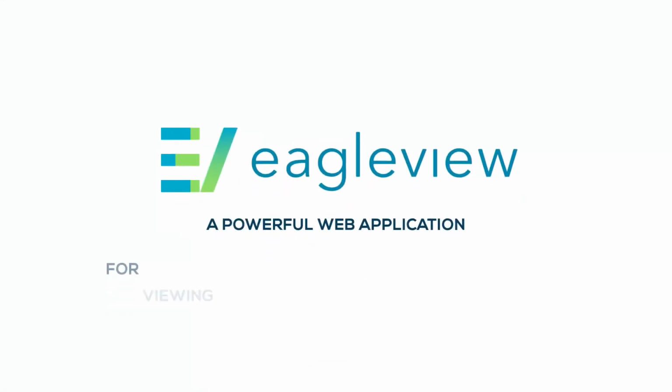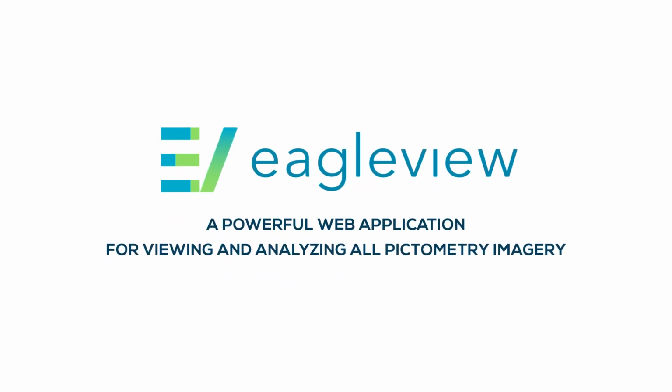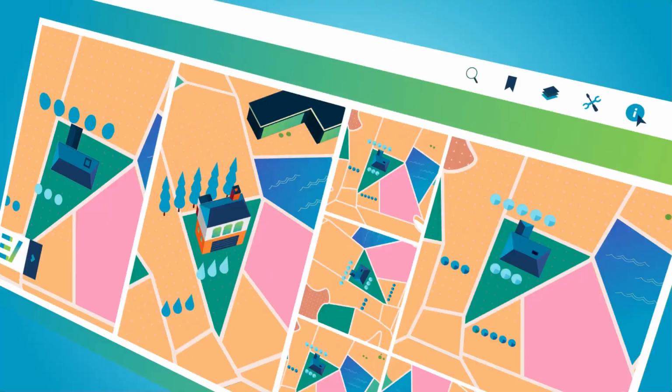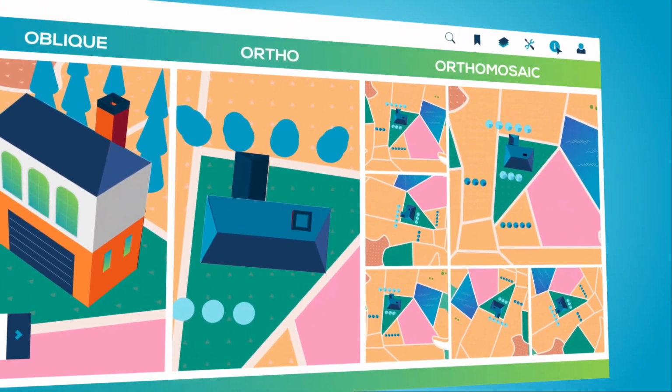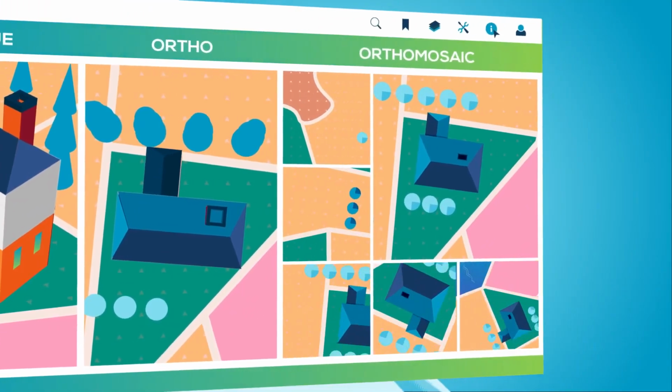Connect Explorer from EagleView is a powerful web-based tool for viewing and analysing distinctive Pictometry imagery, including angle oblique, straight-down ortho, and orthomosaic imagery on a single platform.